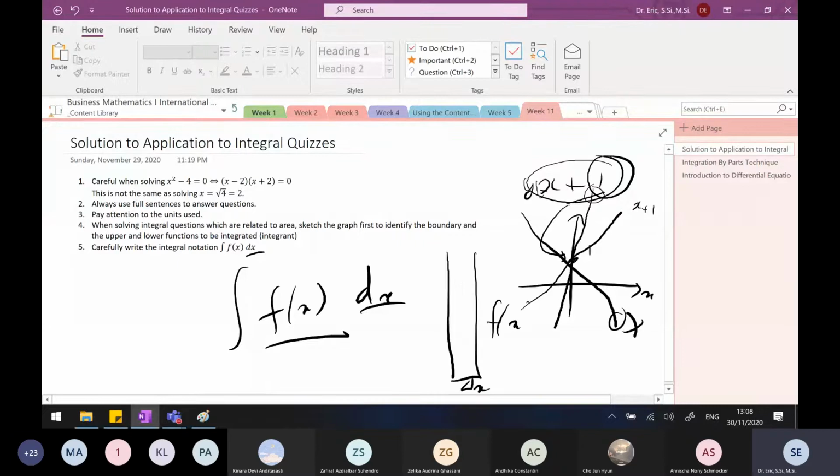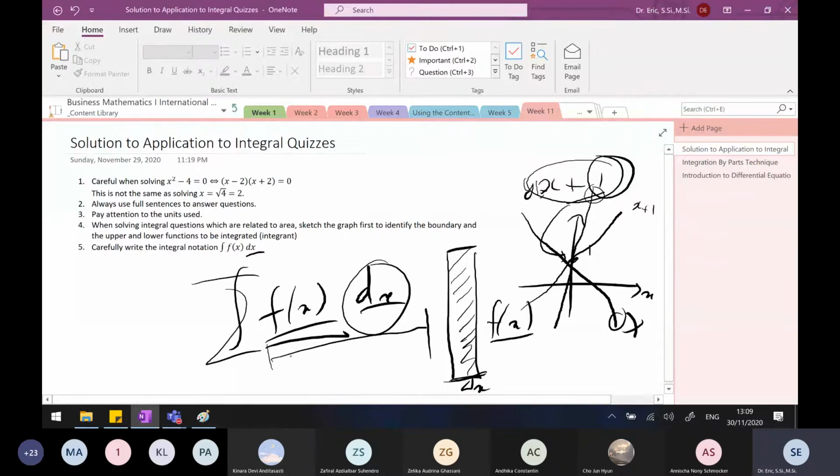So this is f(x). We are calculating the area of a rectangle. The height is given by f(x) and the width is given by dx. So this is just the area of a rectangle, and you sum all of the rectangles. So you get the area. That's all.